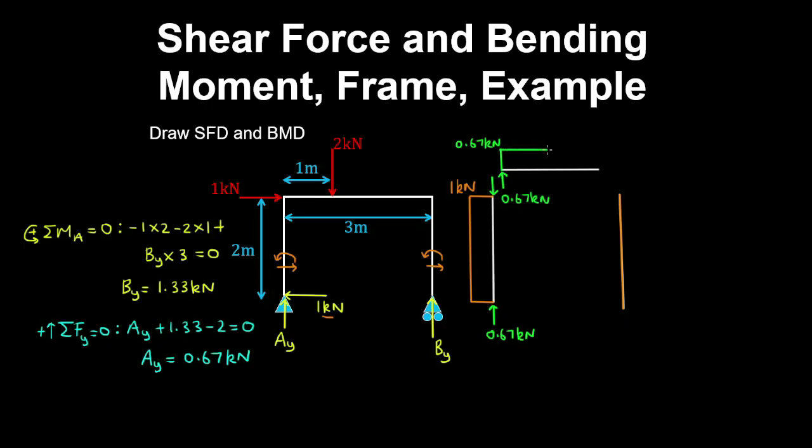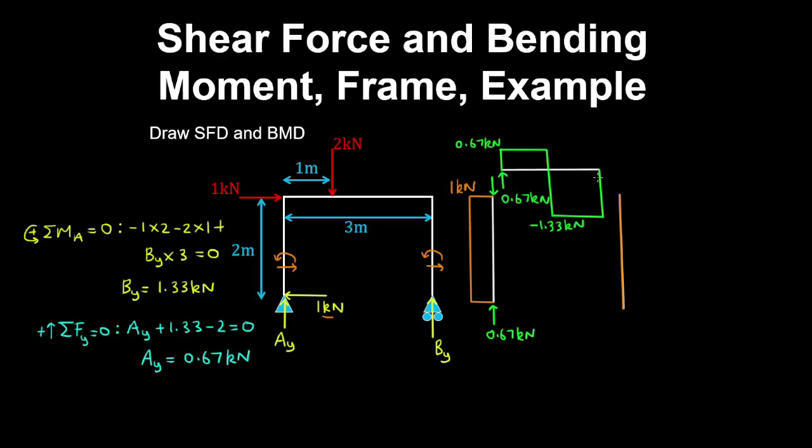And then up to the 2 kilonewton load, the shear force is constant. And a 2 kilonewton load causes a jump in the shear force downwards. So therefore 0.67 minus 2 is minus 1.33 kilonewtons. And the shear force is constant thereafter.